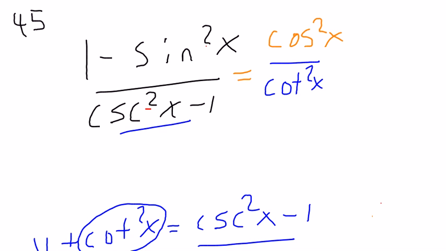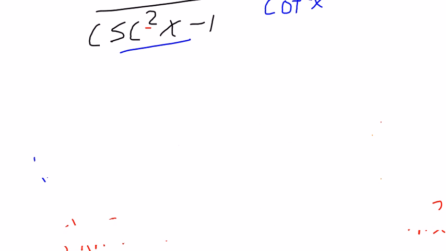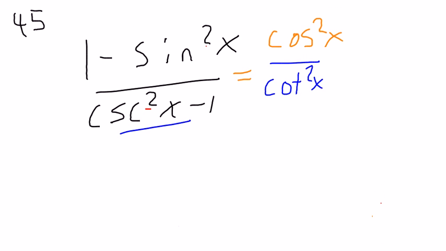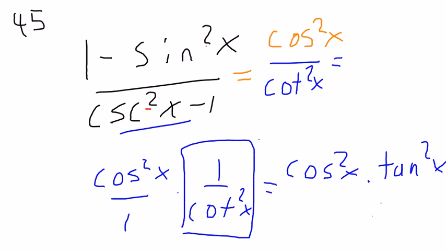Okay, so I'll make some room here. Alright, so cosine squared over cotangent squared, I'm going to break them up. I'm going to write it as cosine squared over 1 times 1 over cotangent squared. This would equal cosine squared times tangent squared, because 1 over cotangent squared would be tangent squared.